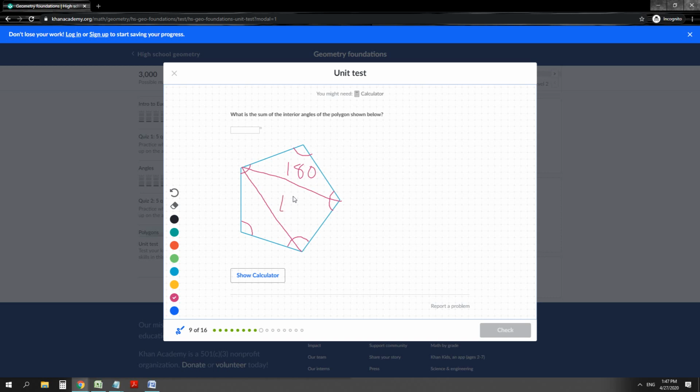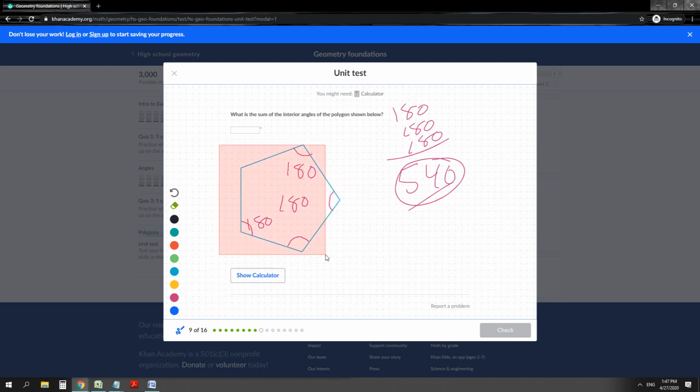This is 180, this is 180, this is 180. So all together, we add those up. 180, 180, 180, and we're going to get 540. This is the angles all added up together. There are other ways to solve this. This is the one I consider to be the easiest. Let's go ahead and show you another way.